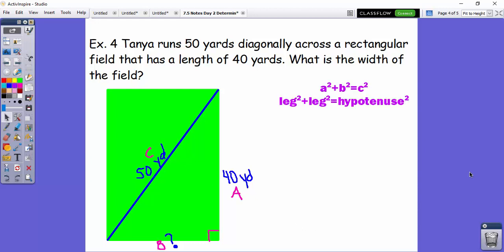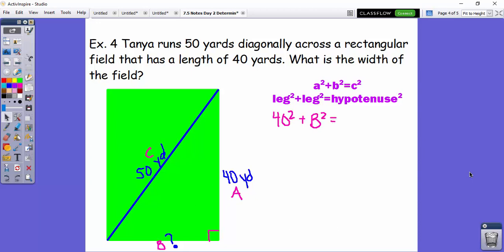So if I have my right triangle, I can use my Pythagorean theorem. I know one leg is 40, so 40 squared, plus, we don't know the other leg, so b squared equals the hypotenuse, which is 50 squared. If I evaluate 40 squared, that is 1,600, plus b squared equals 50 squared. 50 times 50 is 2,500. Notice we have b squared on one side with 1,600, so I need to subtract 1,600 from both sides so I can solve for b.